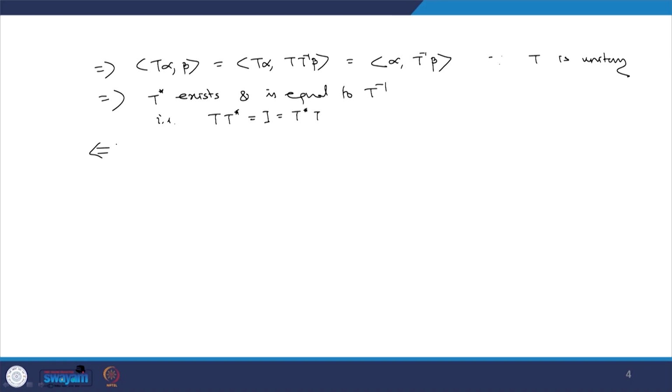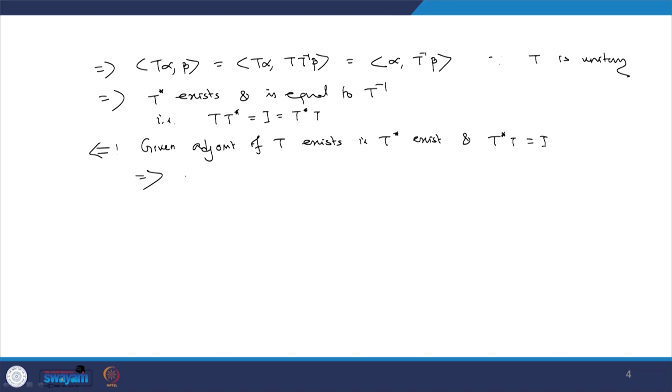Now, let me consider the only if part. Given the adjoint of T exists, that is T star exists and T star T equal to identity, that is given to us. So, this implies I have to check that T is an automorphism, means T is an isomorphism. Since T is 1-1 and onto, since inverse exists, it is 1-1 and onto, so I can say that it will be an automorphism provided T preserves inner products.